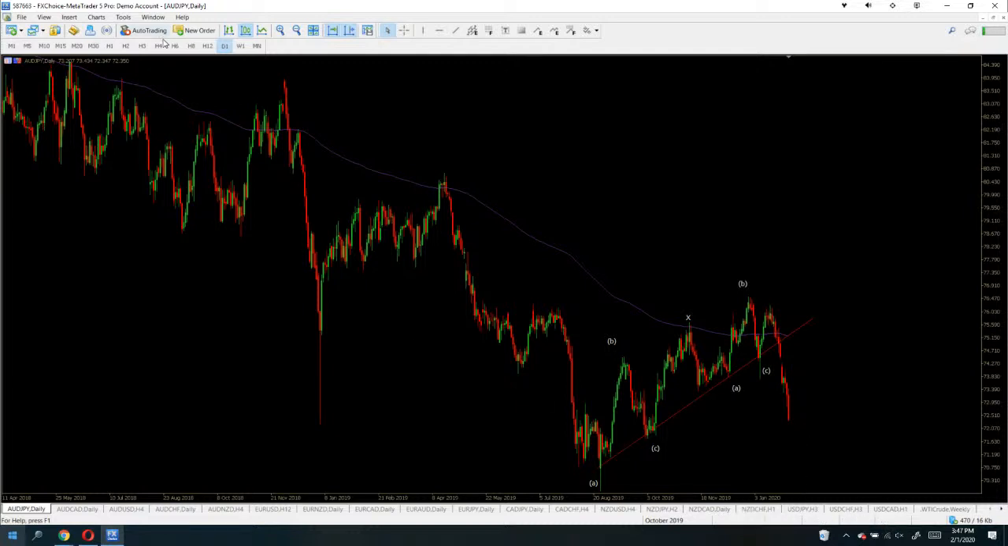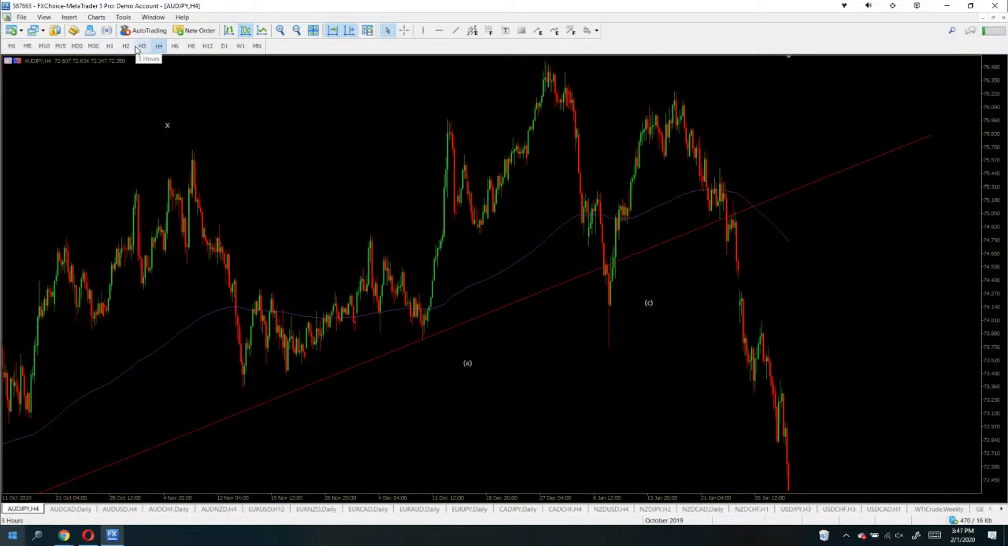Again, same story. This is the daily chart. I certainly would not go short right now. We went very aggressively to the downside on Friday. I'd wait for a pullback. We probably will get more pullbacks like these.